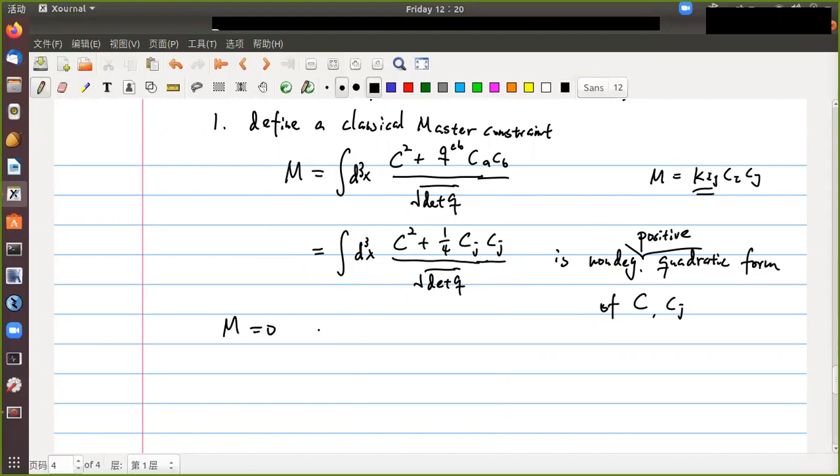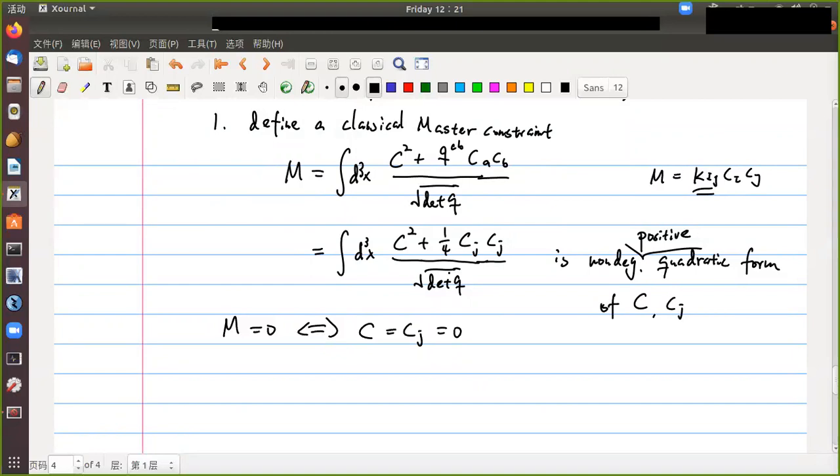And clearly, classically, this is an equivalent constraint. So M equals 0 is equivalent to C equals C_J equals 0. So classically, these constraints are completely equivalent. If C and C_J equal 0, M equals 0, obviously. And if M equals 0, because this is a positive quadratic form, then C and C_J must be 0. Which means that we can just replace the classical constraints C and C_J by a single constraint M.